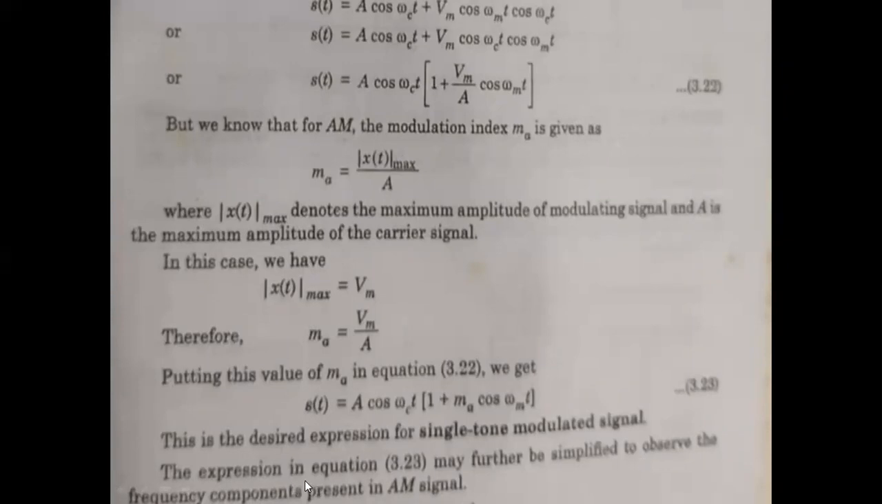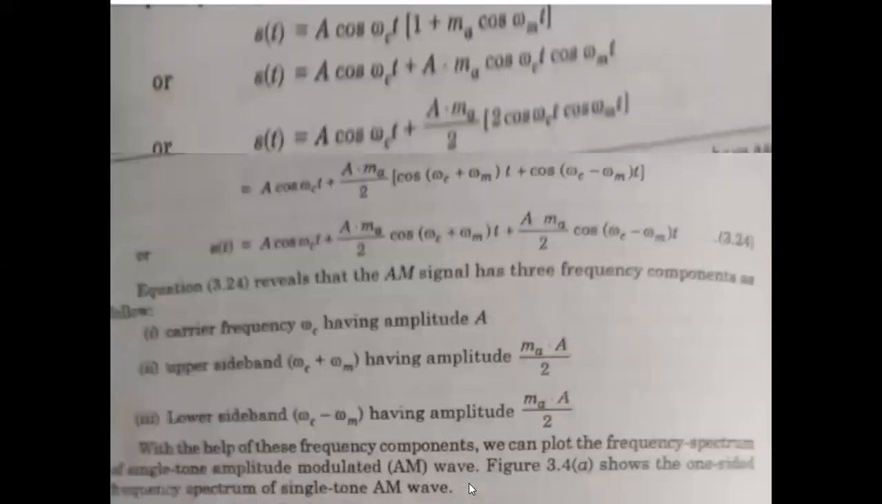to observe the frequency components present in the AM signal. If we look at the frequency components present in the signal, S of t is equal to A cos omega c of t plus modulation index into cos omega m of t. Now this is A cos omega c of t plus A into m, the modulation index, cos omega c of t cos omega m of t. Now applying the cos C cos D formula, it becomes 2 cos C cos D by 2.